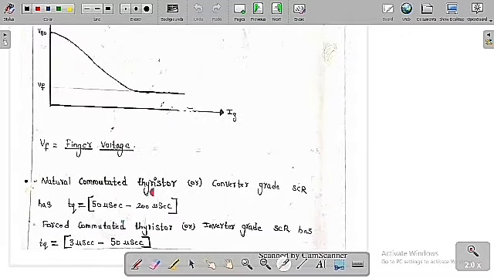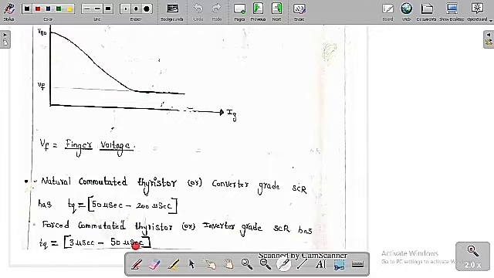So for a natural commutation thyristor or converter grade SCR, TQ is nearly 50 microseconds to 200 microseconds. This much amount of time is required in order to turn off the device. In this, if you reverse the supply voltage in a natural way, then naturally the device or the switch is going to get turned off in this time, which is 50 microseconds to 200 microseconds. But the forced commutation thyristor or inverter grade SCR has TQ of 3 microseconds to 50 microseconds.